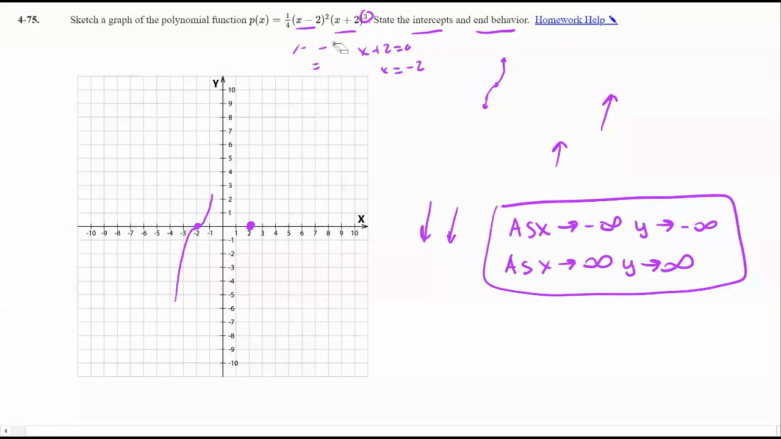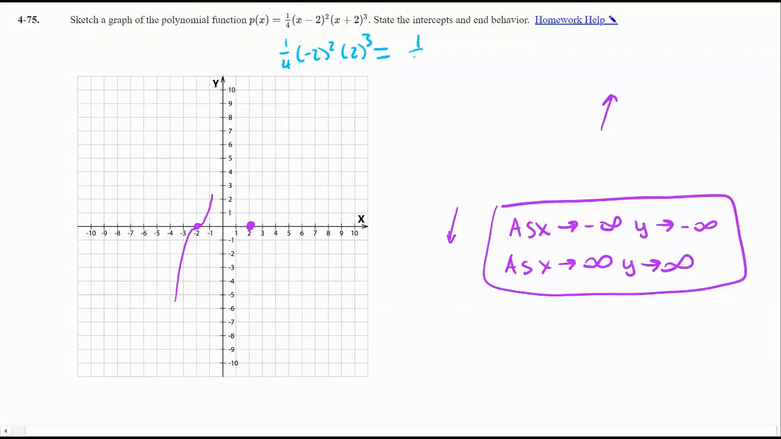The last thing that I need to do for my graph here is find the y-intercept, because for y-intercepts, I need to actually plug in 0. So I'm going to get negative 2 squared and 2 to the power of 3. That's going to be 1/4 times 4 times 8, which ends up just giving me 8. So I'm going to go all the way up here on my graph.